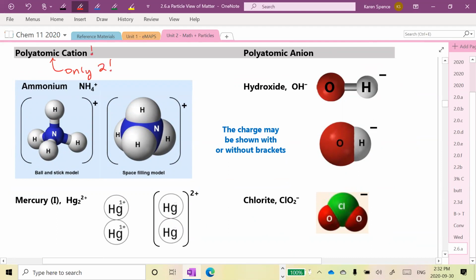And I've drawn them both for you here. One of them is ammonium, NH4+. Okay, and you can see its ball and stick model here. It's a nitrogen, which is a nonmetal, bonded to a hydrogen, which is a nonmetal. And remember, nonmetals and nonmetals bond with covalent bonds. They share a pair of electrons. You can also see the space filling model.